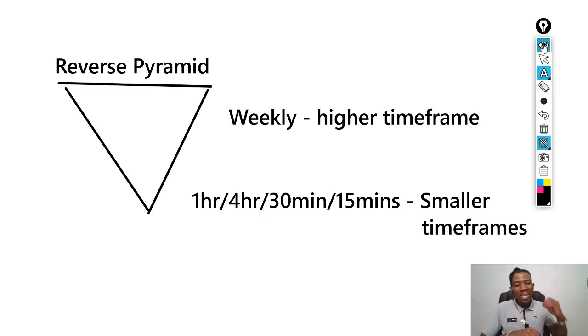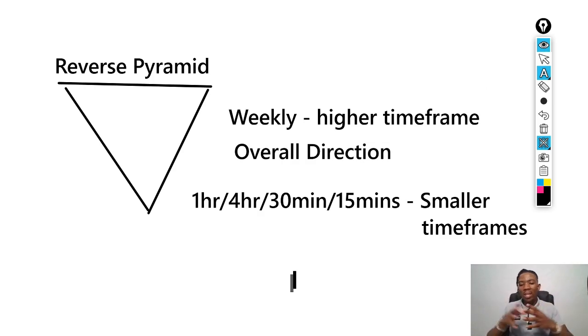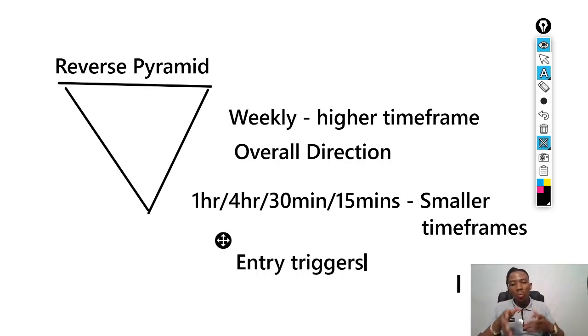Yeah, so we're going to be using higher time frames, for example weekly, monthly. We're going to use higher time frames because they're going to help us understand the overall direction. And when we use smaller time frames, we want to make sure that we use them to help us understand our entry triggers. By entry triggers, guys, what I mean is whenever you trade, you don't enter a trade unless you have a confirmation. All our trades will come from confirmations.